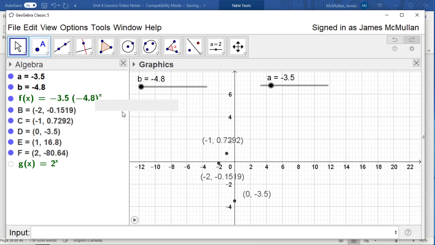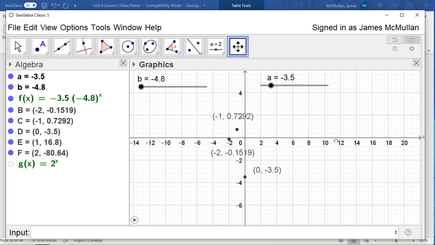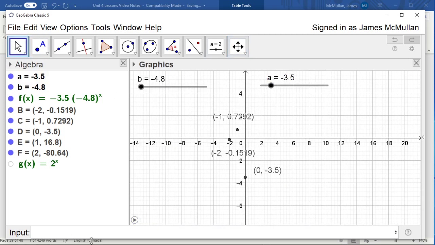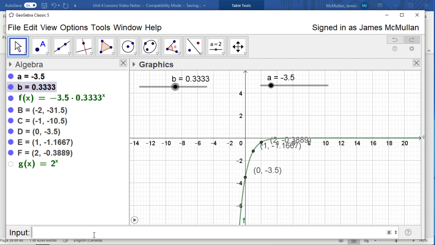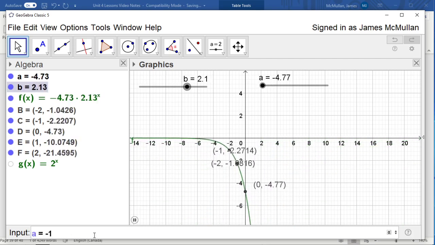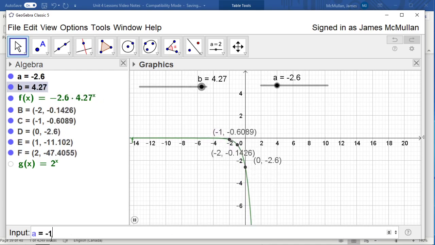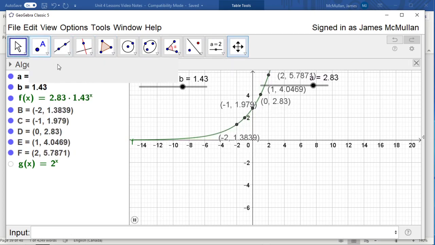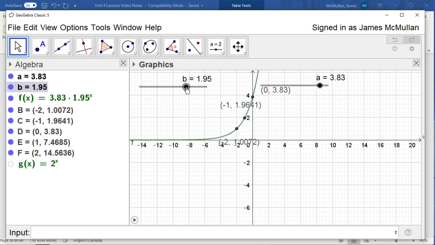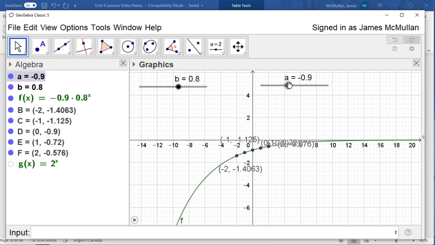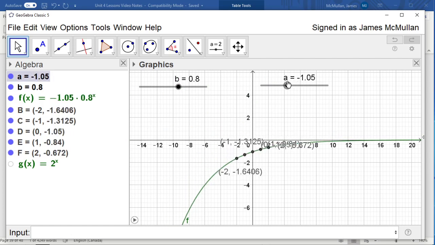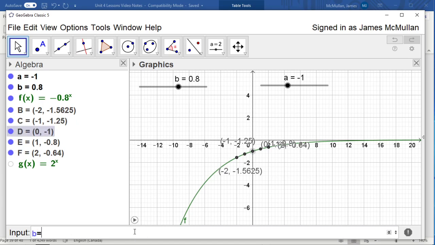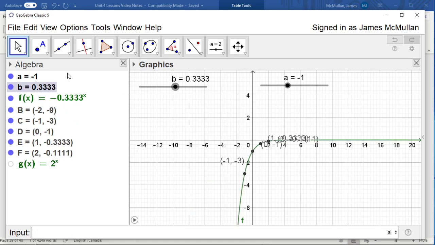I don't know why it has this feature where when you press spacebar it animates, and it's just not a good feature. b is equal to 1/3, a is equal to -1. Right, and it animates b as soon as I do that. Sorry. Okay.